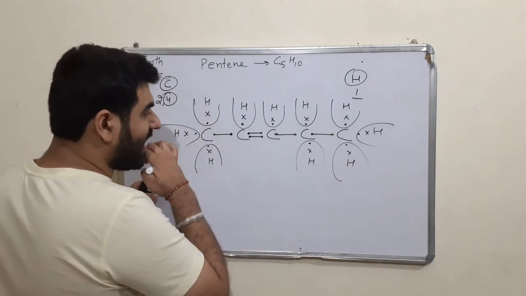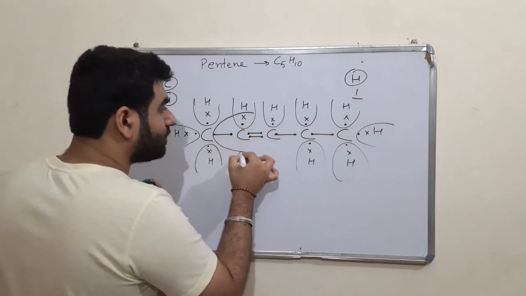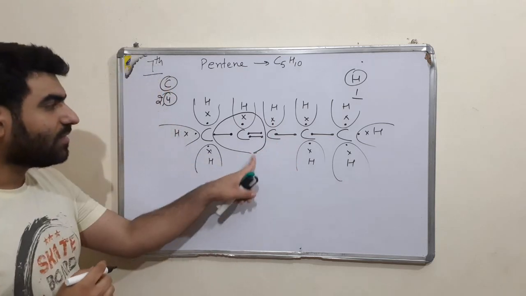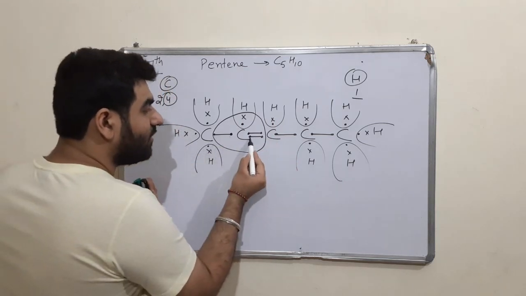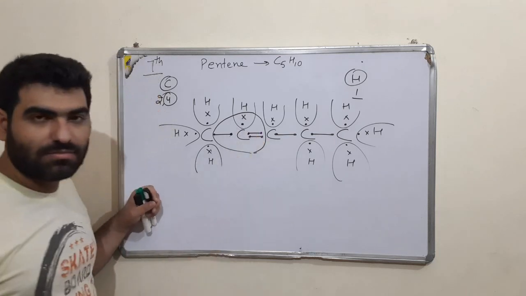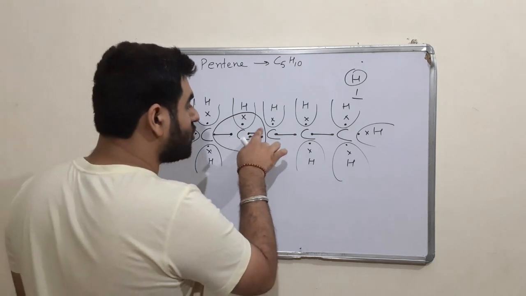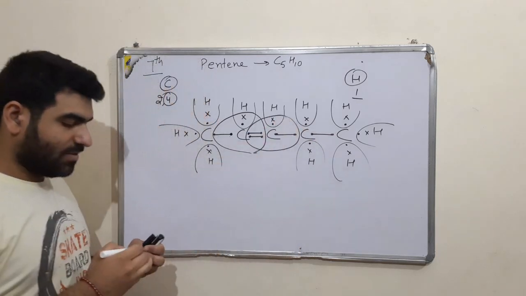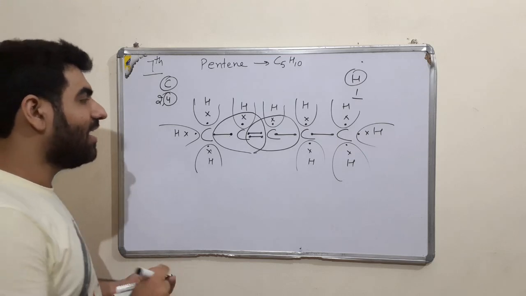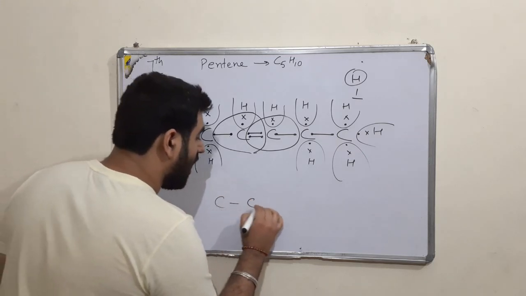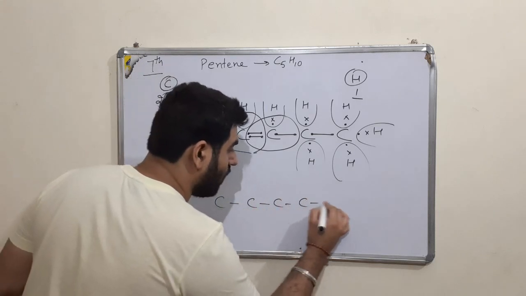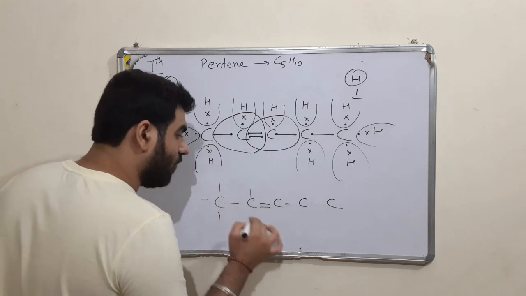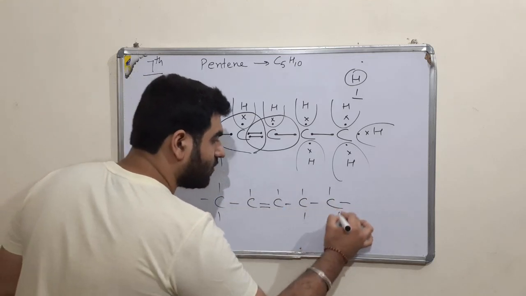So let me tell you about this carbon. Count the electrons. 1, 2, 3, 4, 5, 6, 7, 8. Done. About this one, 1, 2, 3, 4, 5, 6, 7, 8. Octet is now completed. Alright, so what would be the final structure? How many carbon? 5. 1, 2, 3, 4, 5. Where is the double bond? Second position. Here. So 1, 2, 3, 4. So it would be like this.